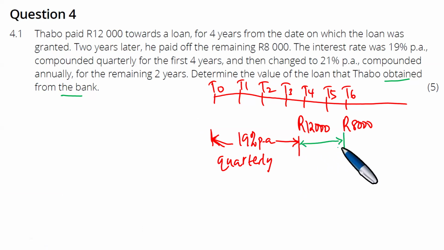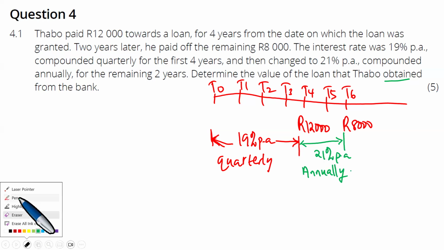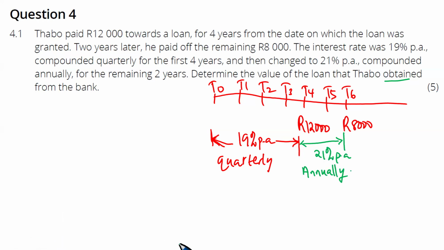So for the remaining 2 years up to year 6, it became 21% per annum, compounded annually. So yeah, annually. Now let's see what we got here. Annually for the remaining 2 years. Determine the value of the loan that Thabo obtained from the bank. So let us determine the value of the loan that Thabo obtained from the bank.